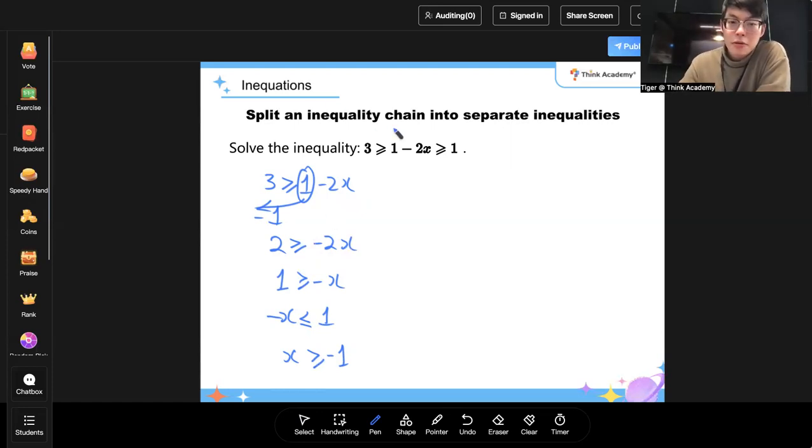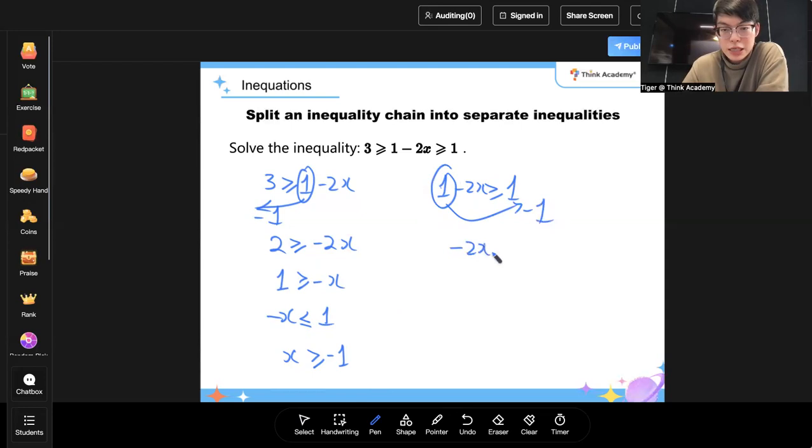All right. Yet we still have another half of this inequality: 1 minus 2x is greater than or equal to 1, which means that if you just move the 1 to the other side, you get minus 1. So minus 2x is greater than or equal to 0, which means that minus x is also greater than or equal to 0, as it suggests.